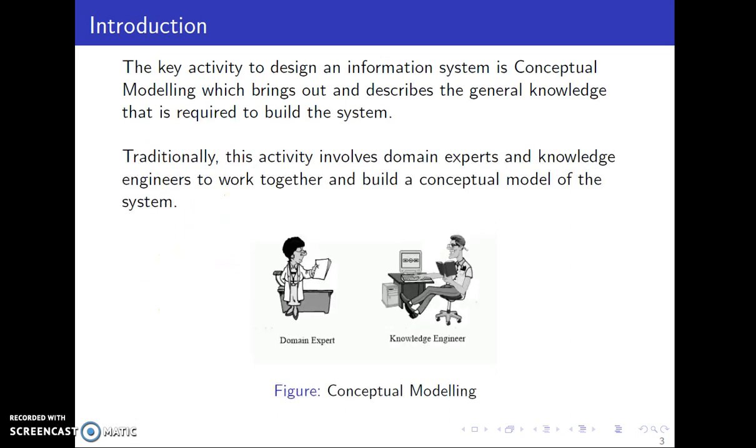Introduction. The key activity to design an information system is conceptual modeling, which brings out and describes the general knowledge that is required to build the system. Traditionally, this activity involves domain experts and knowledge engineers to work together and build a conceptual model of the system.